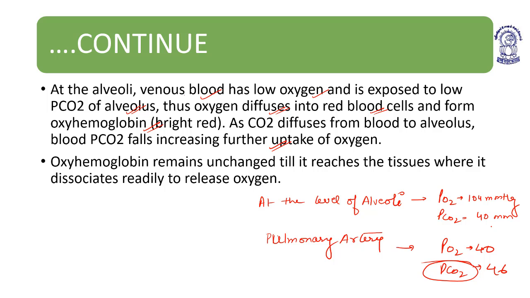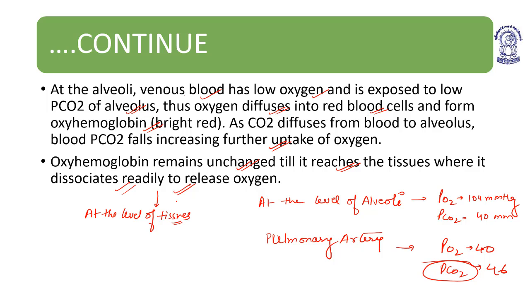Okay, so oxyhemoglobin remains unchanged till it reaches the tissue, where it dissociates readily to release oxygen. Because at the level of tissues, when the pulmonary vein comes out, it carries the blood to the left atrium and left ventricle. The pulmonary vein has a partial pressure of oxygen of 95, while the partial pressure of oxygen in the tissues is 40. So when it reaches the systemic arteries, the partial pressure remains the same.